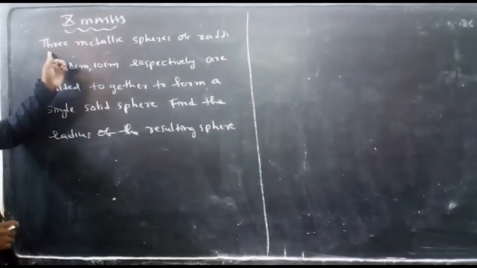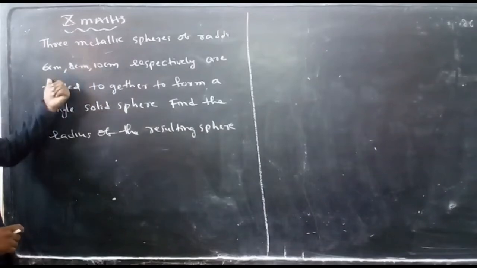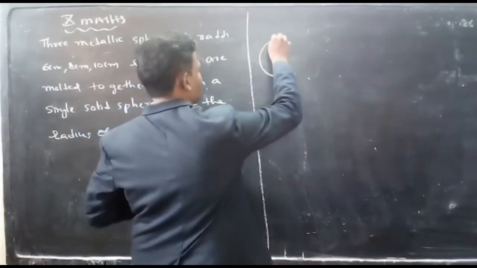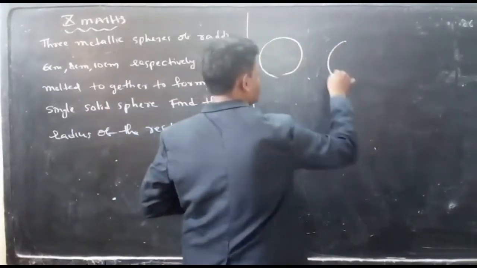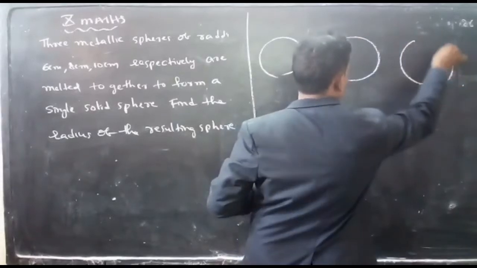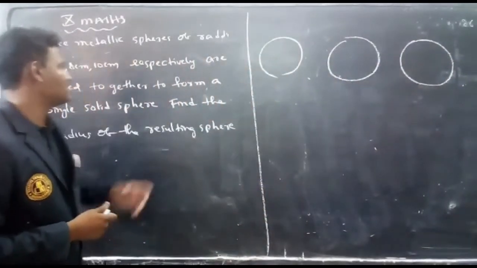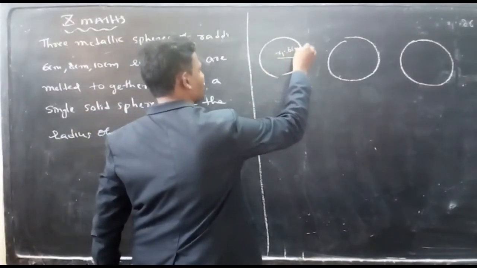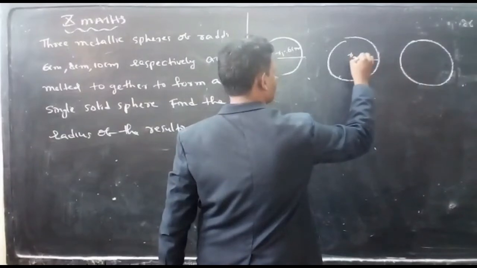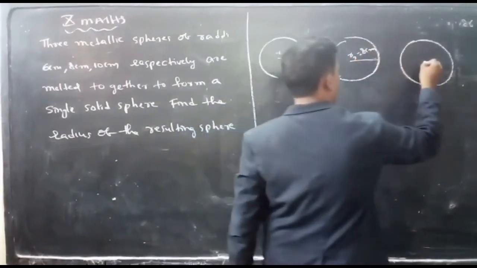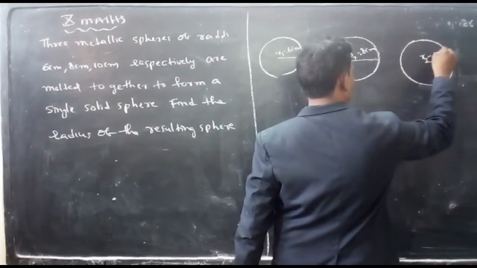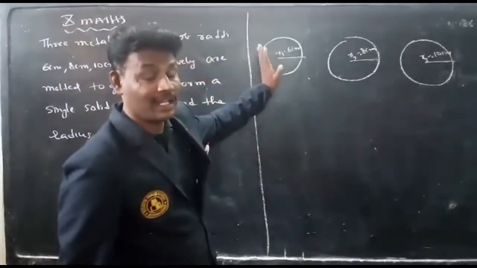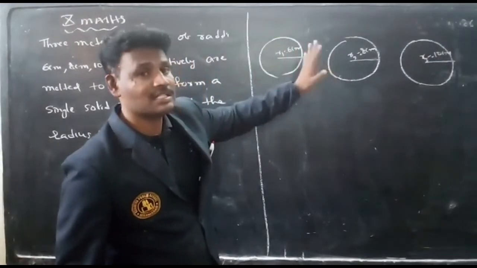There are 3 metallic spheres of radius 6 centimeters, 8 centimeters, 10 centimeters. So here in total we have 3 metallic spheres with radius: first R1 is equal to 6 centimeters, then R2 is equal to 8 centimeters, R3 is equal to 10 centimeters.